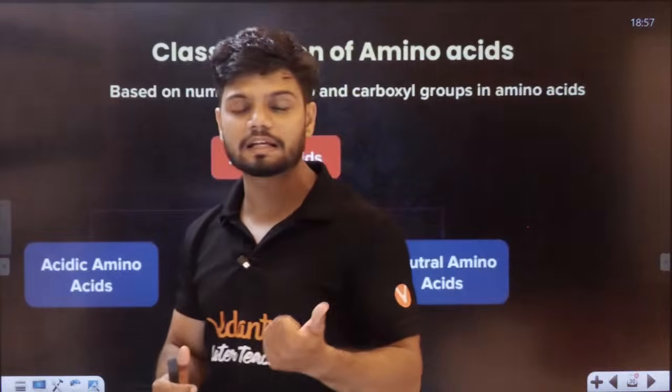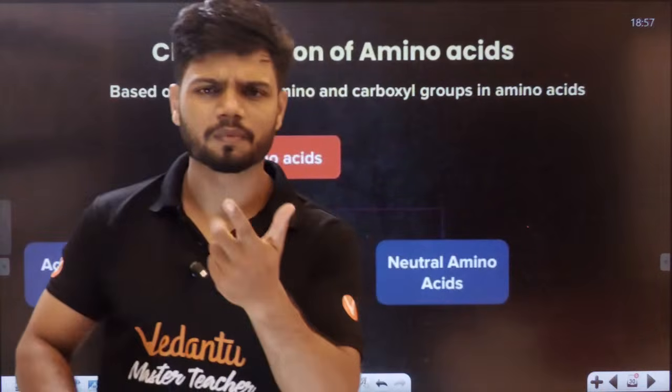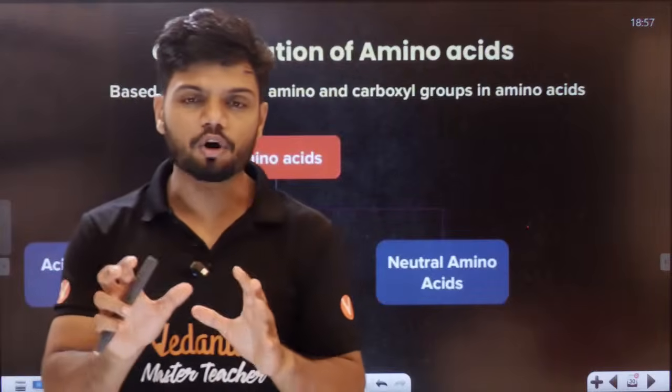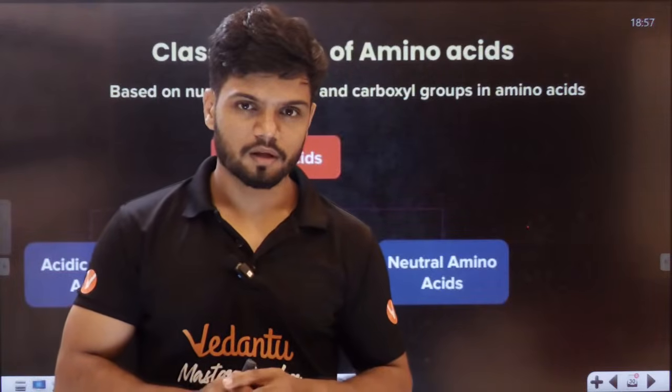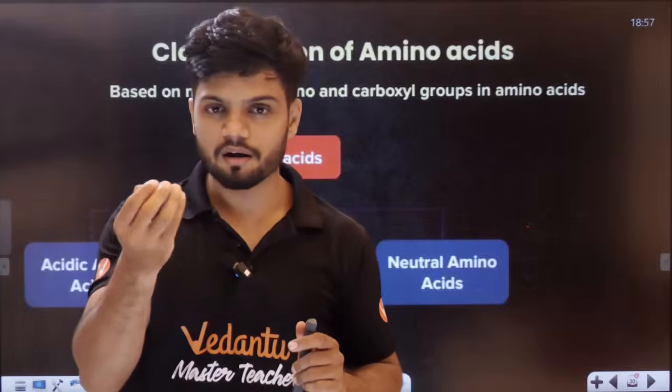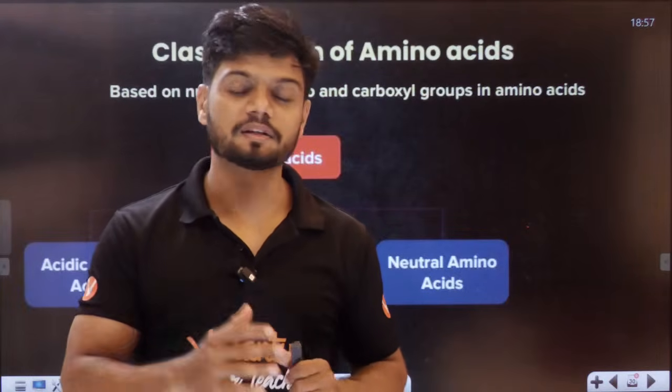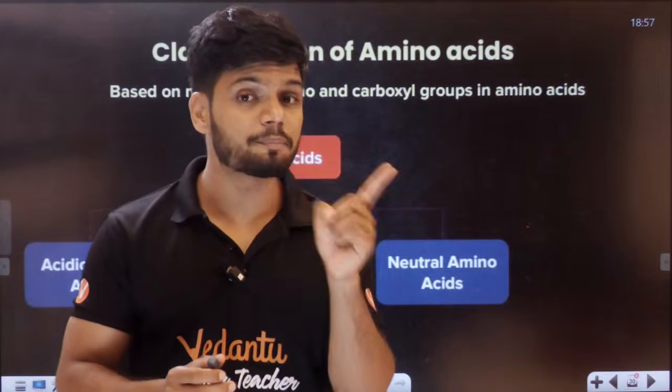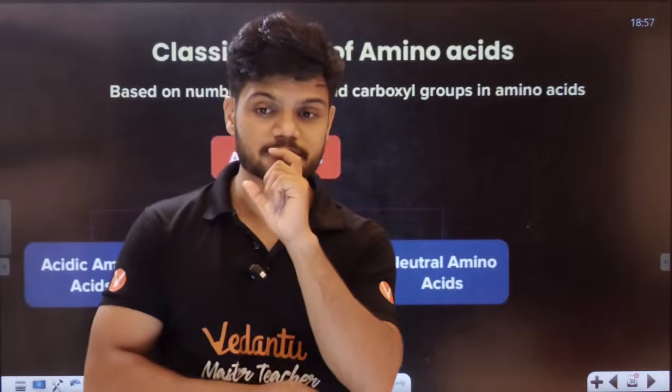Okay. Now, students, there are three different types of amino acids. One is called acidic, one is called basic, one is called neutral amino acid. Now, all of you tell me in the chat right now, what makes an amino acid acidic? Is it the carboxylic acid part or is it the amino part, students?